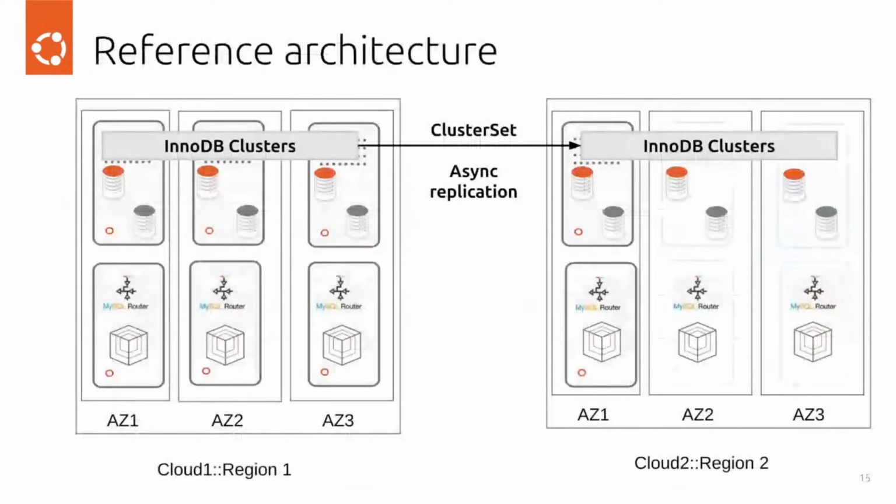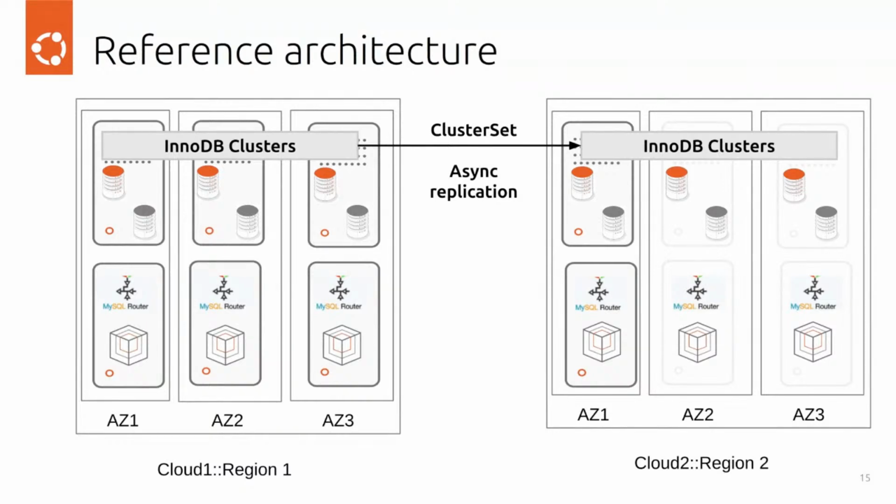So first of all, here you see 2 clouds. Cloud 1, Region 1, and Cloud 2, Region 2. By the way, this would apply as well to disaster recovery deployment in the same cloud, meaning that you can as well think about Cloud 2, Region 2 as another region of the same Cloud 1.